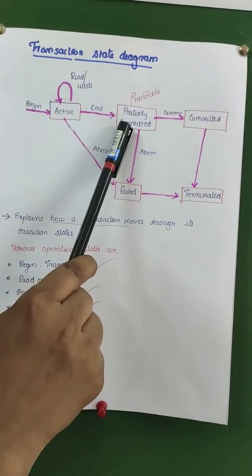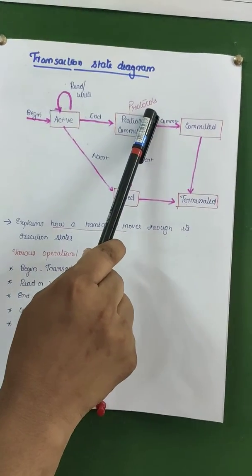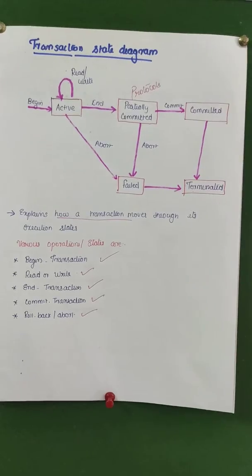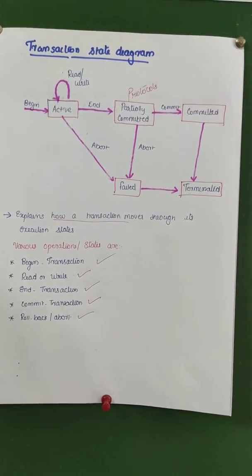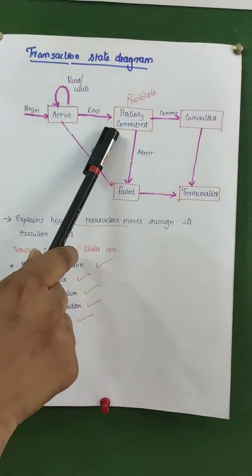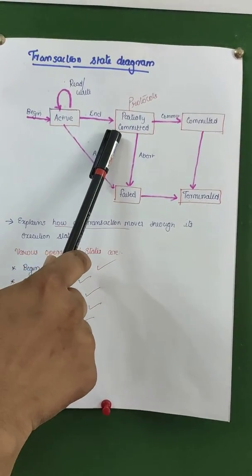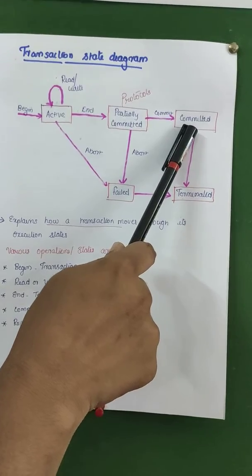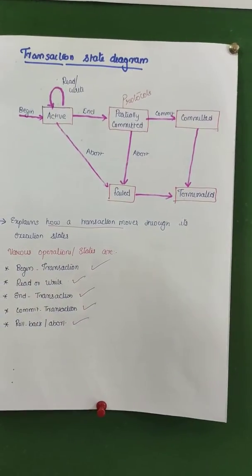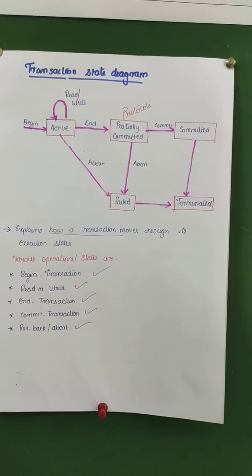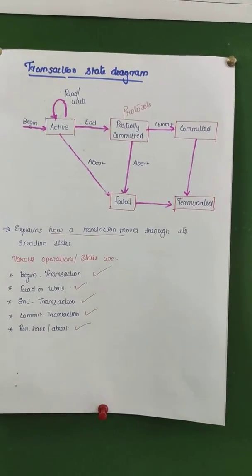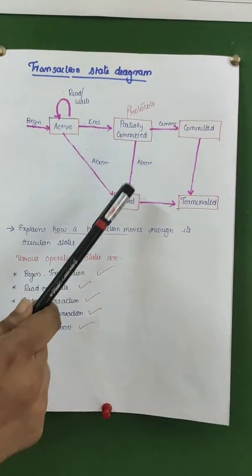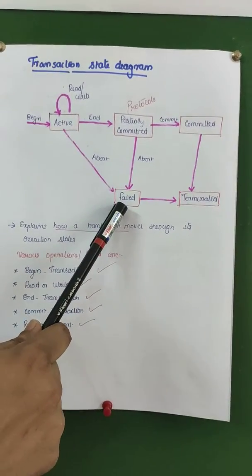At this point, we use a protocol to ensure that a system failure will not result in an inability to record the changes of the transaction permanently. Once this check is successful, it enters the committed state. Once committed, it concludes that the execution is successful and all the changes are recorded permanently in the database. If the check is unsuccessful, it enters the failed state.